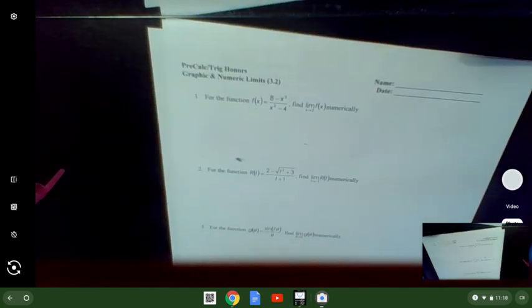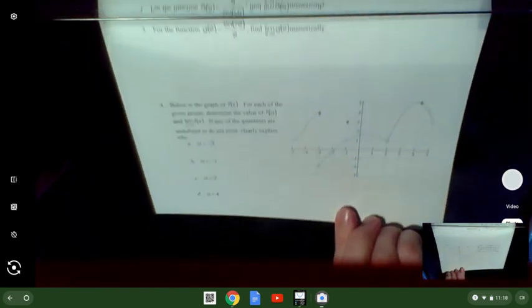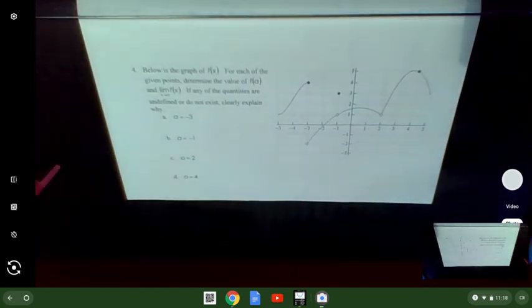So let's do a couple more examples. I am actually going to jump to number 4 on this second document. Again, I want you to recognize and realize the value of the function is different than the limit of the function. Could they be the same? Yes, they could be the same, but they do not have to be the same. And one's existence means nothing about the other.